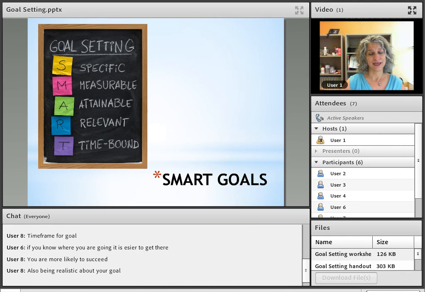Okay, goal setting that is done in a SMART way is SMART. Specific, measurable, attainable, relevant, time-bound. Okay? So the SMART, S-M-A-R-T, specific, measurable, attainable, relevant, and time-bound, includes or assumes all of the things that we were just brainstorming about.